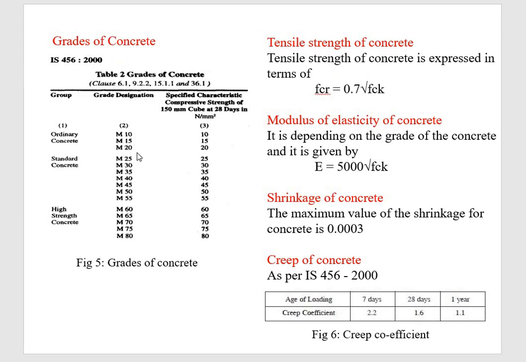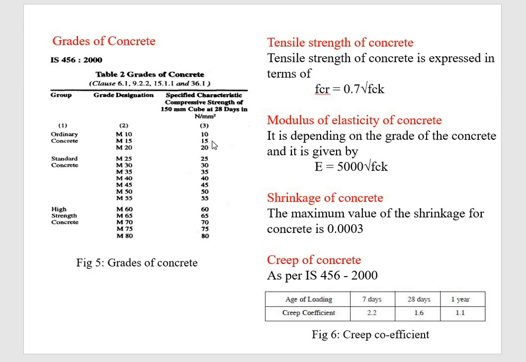So, if the concrete grade is M10, M20, M15, that means here you can see the third column, the specified characteristic compressive strength of 150 mm cube at 28 days in Newton per mm square. That means for 28 days the characteristic strength or compressive strength is 20 Newton per mm square, or if it is M15 it will be 15 Newton per mm square.